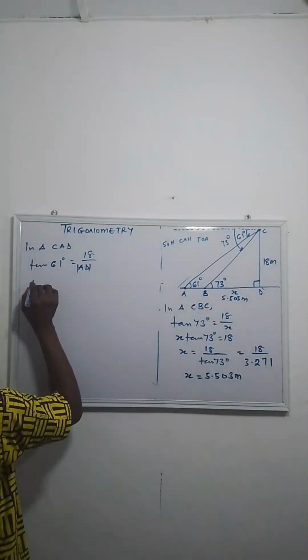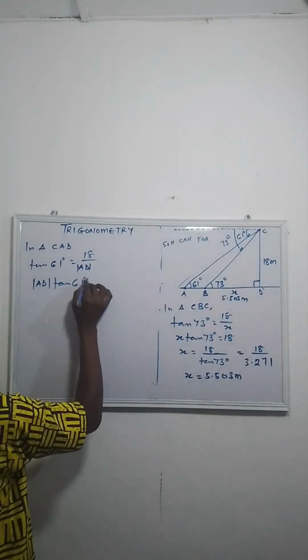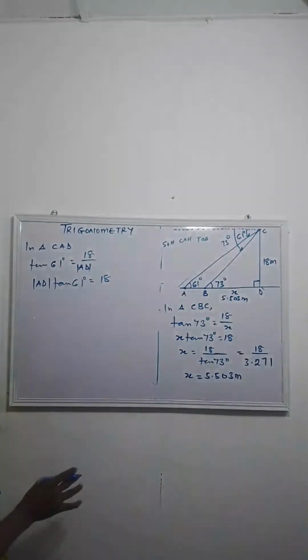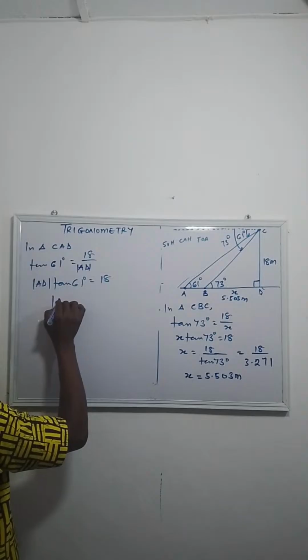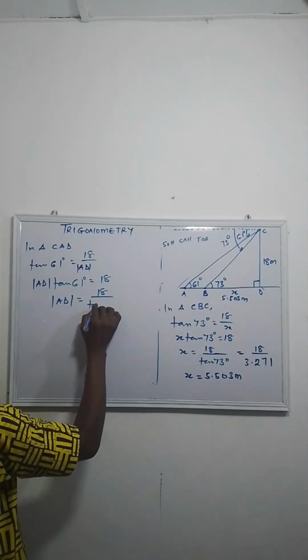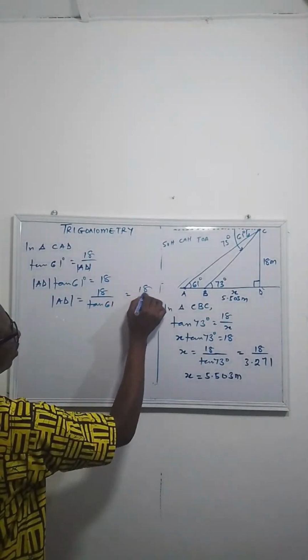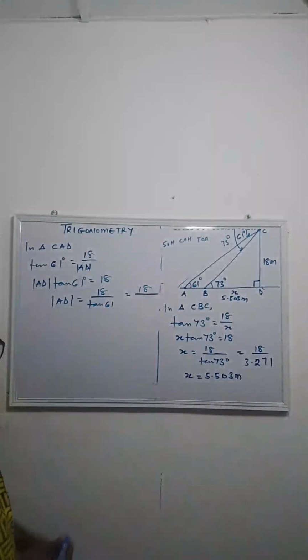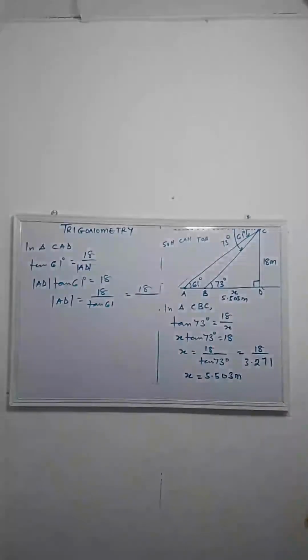So here you can cross multiply. You have AD tan 61 degrees equals 18. Here you can divide both sides by tan 61. So you have AD equals 18 over tan 61. And that gives you 18 over, what is tan 61? Yes, the fastest finger. Tan 61 is what?